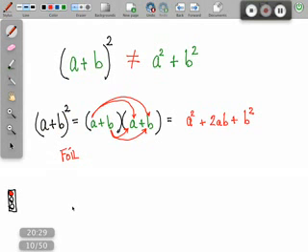And I didn't fully develop that, so maybe I should just write down that that was really a squared for my first terms, plus an ab for my outer terms, plus a ba, which is the same as ab, for my inner terms, plus b squared.